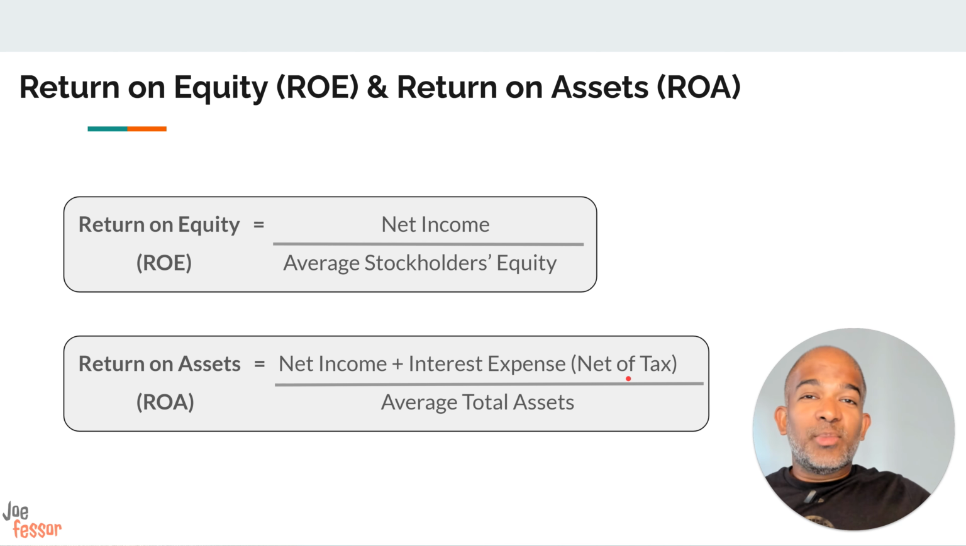Notice the numerator here. We take net income and add back interest expense net of tax. Why do we do this? Because the denominator, average total assets, includes resources provided by both owners and creditors. By adding back the interest, we are ensuring the numerator reflects the return available to both groups of investors, giving us a clean look at operating effectiveness.